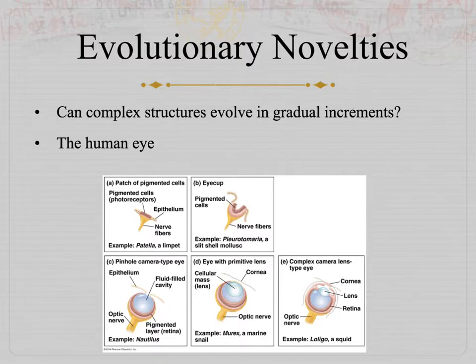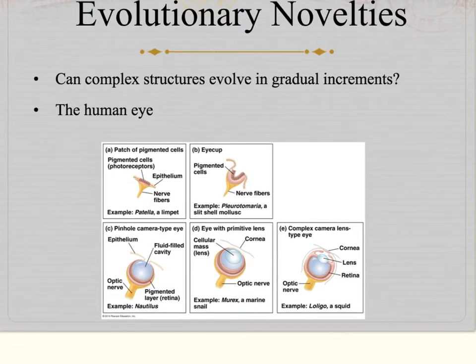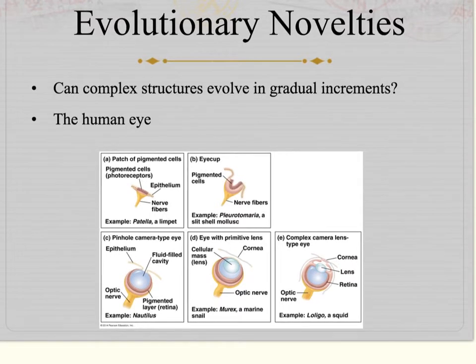So where do we get these novelties, these crazy complex structures that we see? One of those complex structures we actually read an article about in the Evolution of the Eye. And the question is, can these complex structures evolve in gradual increments? What would be the benefit to this of an eye that doesn't fully see?